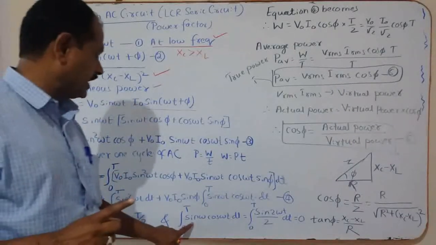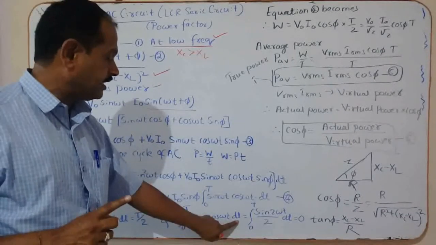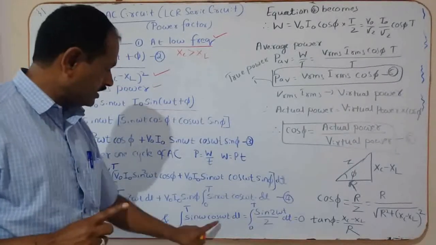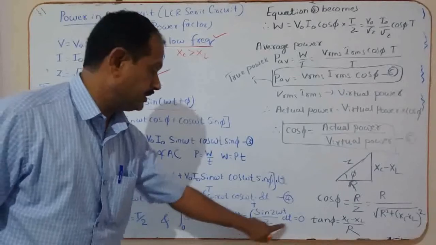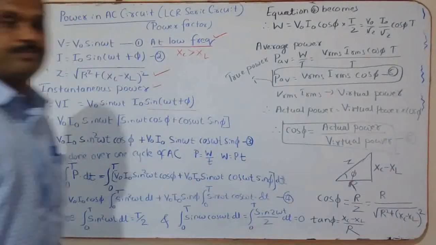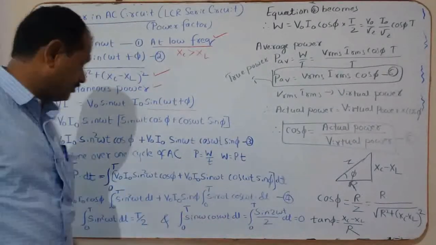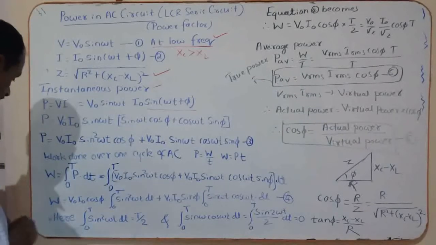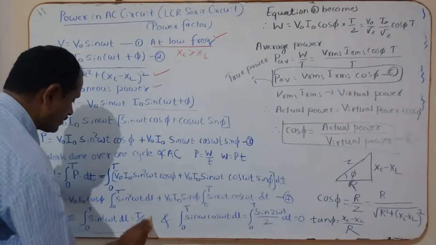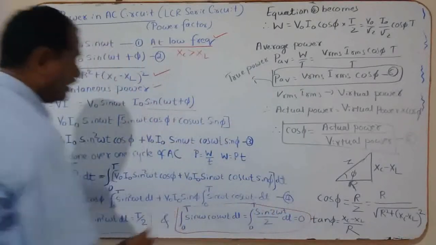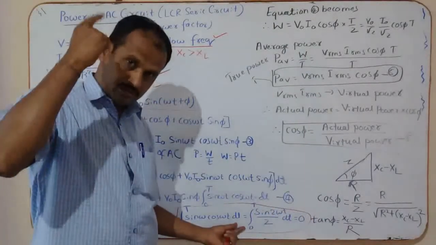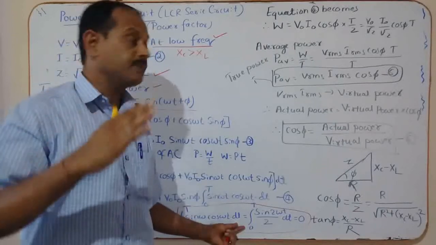And the integration over sin omega t into cos omega t dt, which is the integral of sin 2 omega t divided by 2 dt, equals 0. Once again I repeat, the integration of these points was already covered in the beginning classes, in the beginning video clips.